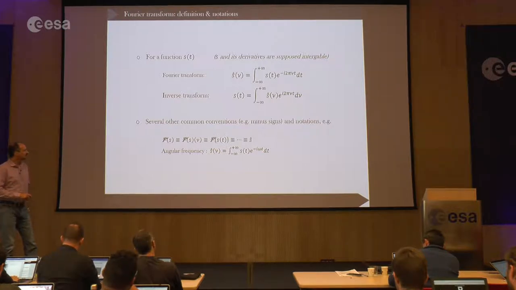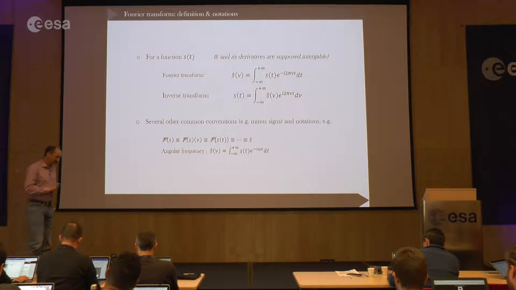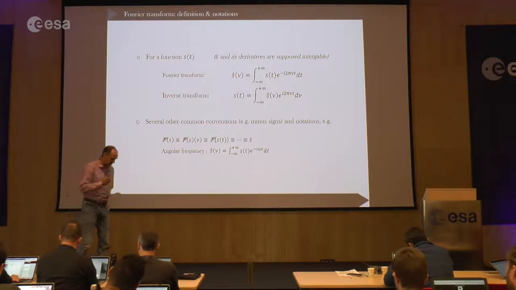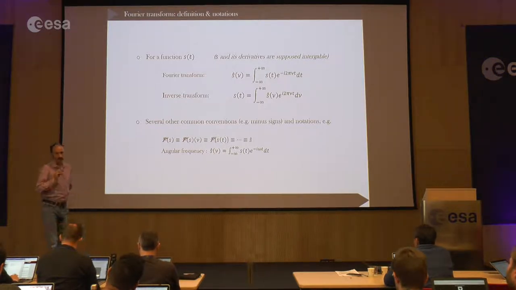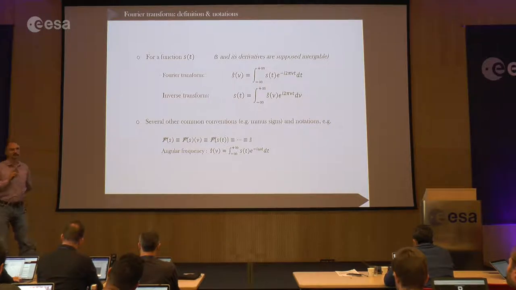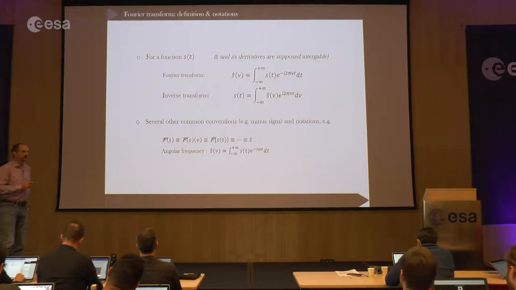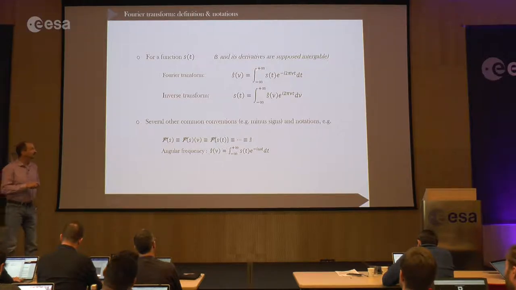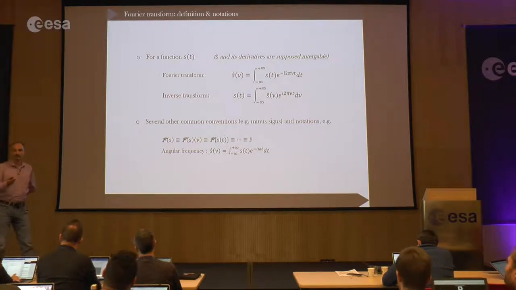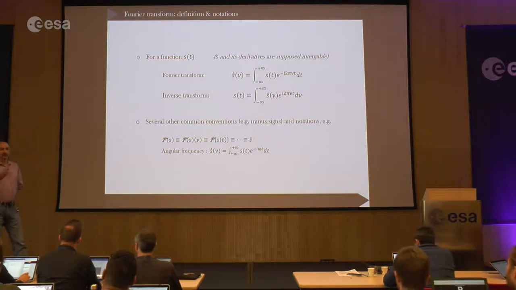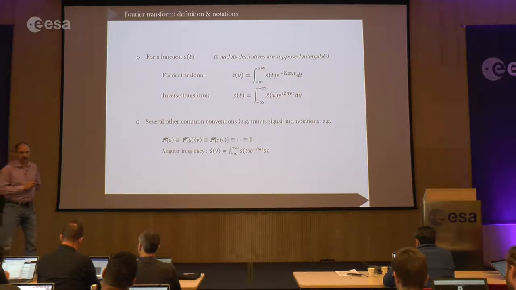You can find it also defined in terms of the angular frequency, 2 pi nu, so again, that's equivalent. You just have to be careful with the normalization. One nice property is that you find back your original signal if you apply the inverse transform to the transformed signal, and that's not necessarily the case if you don't use the proper normalization. So you just have to be careful with that.